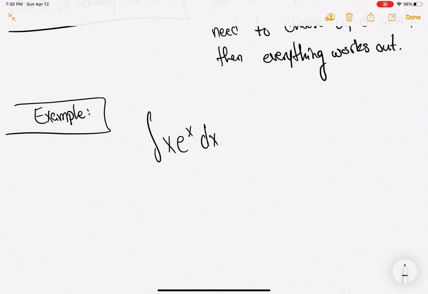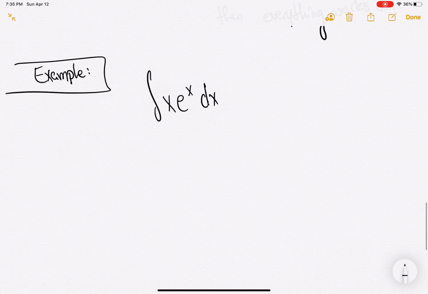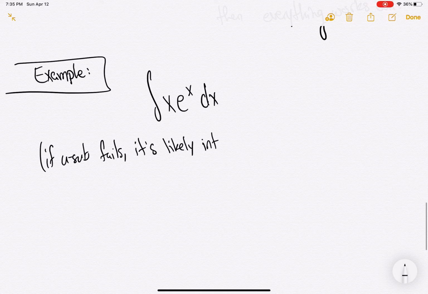So you'll notice that if it were x e to the x squared dx, we could use u substitution, but in its current form of just x e to the x, we can't. And so this is indeed a product of functions that u substitution fails with. That's kind of what you want to think about first. If u substitution fails, then it's probably an integration by parts problem. If u sub fails, it's likely integration by parts.